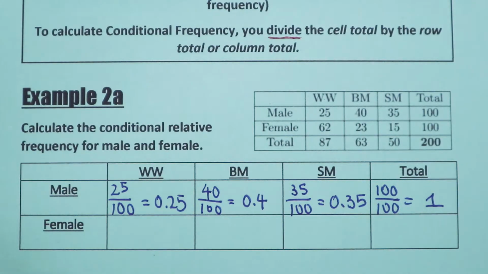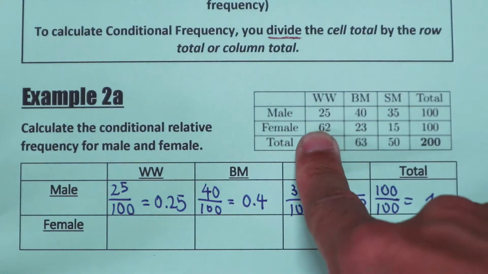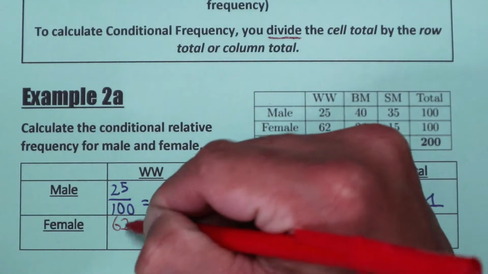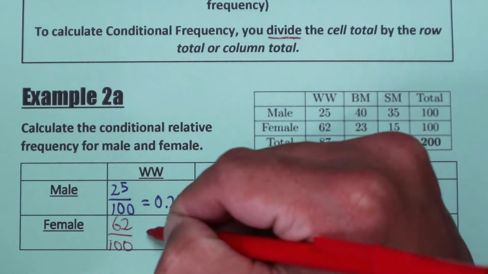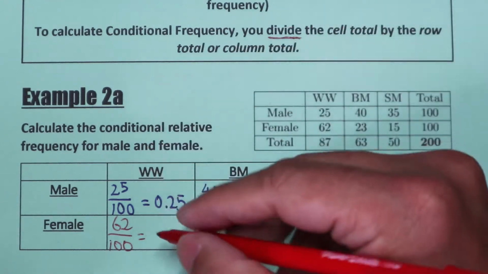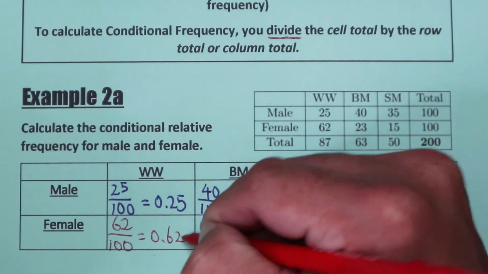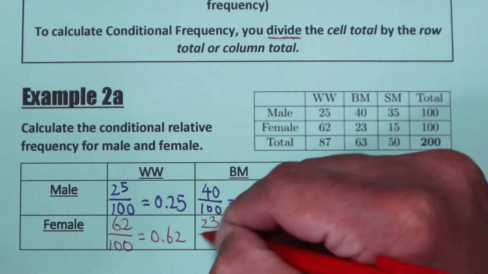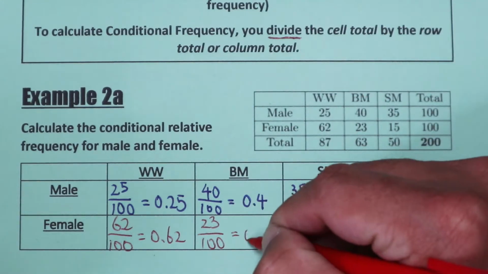Let's go to the females. So females is the same thing. There are 100 females and 62 of them like Wonder Woman. So to find out the percentage of the female who likes Wonder Woman, you have 62 females divided by 100 female, which is 0.62. Then there are 23 females who likes Batman. So it's going to be 23 divided by 100, which is 0.23.